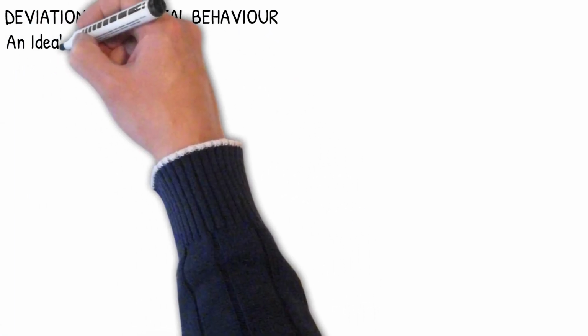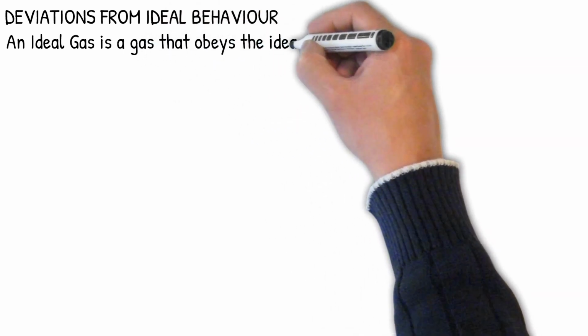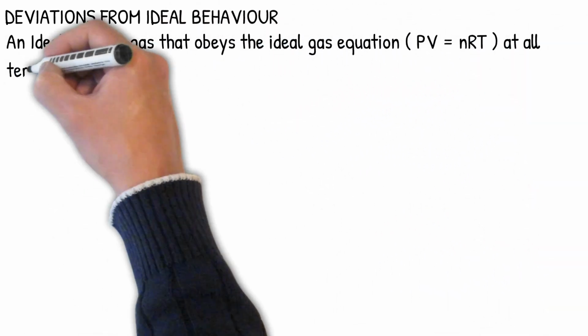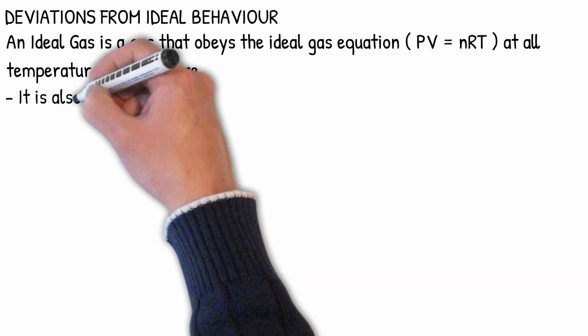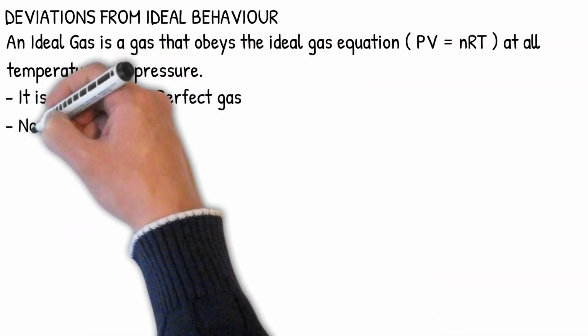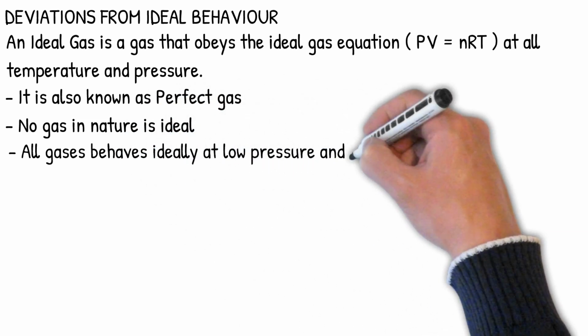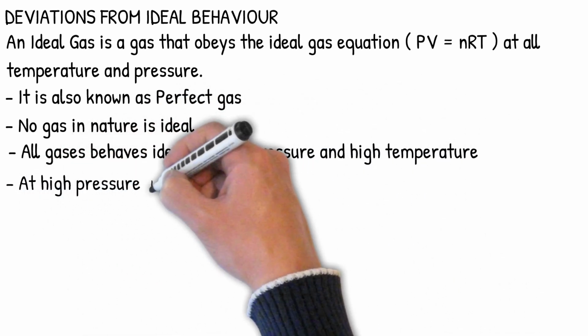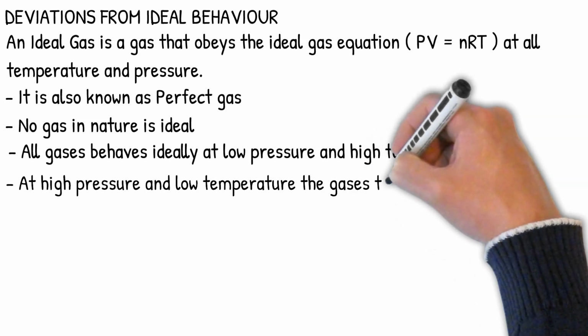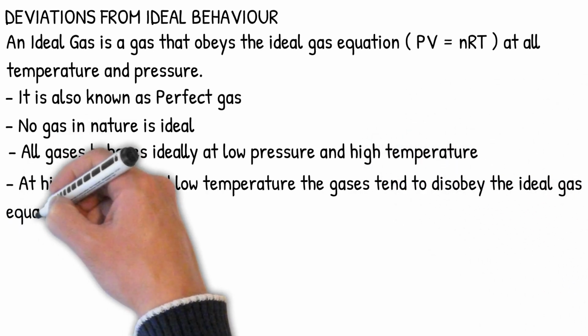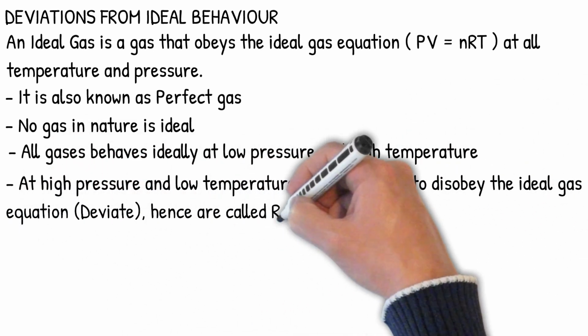Deviations from ideal behavior. First of all, what is an ideal gas? An ideal gas is a gas that obeys the ideal gas equation PV equals nRT at all temperatures and pressures. It is also known as a perfect gas. No gas in nature is ideal. All gases behave ideally at low pressure and high temperature. At high pressure and low temperature, the gases tend to disobey the ideal gas equation, that is, deviate, hence are called real gases or non-ideal gases.